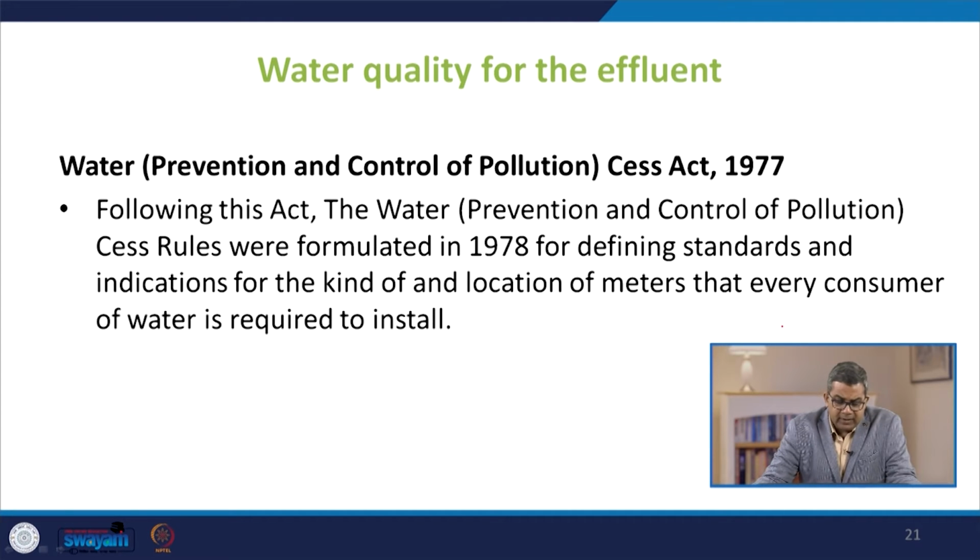Now following this act, the Water Prevention and Control of Pollution Cess Rules were formulated in 1978 for defining the standards and indications for the kind and location of meters that every consumer of water is required to install.